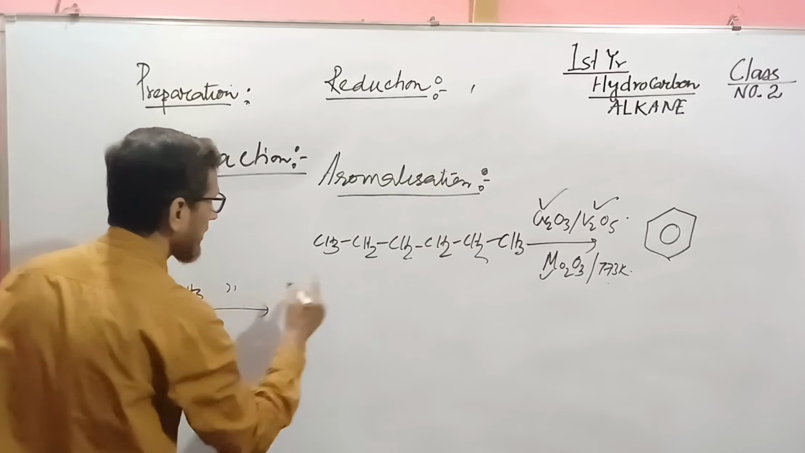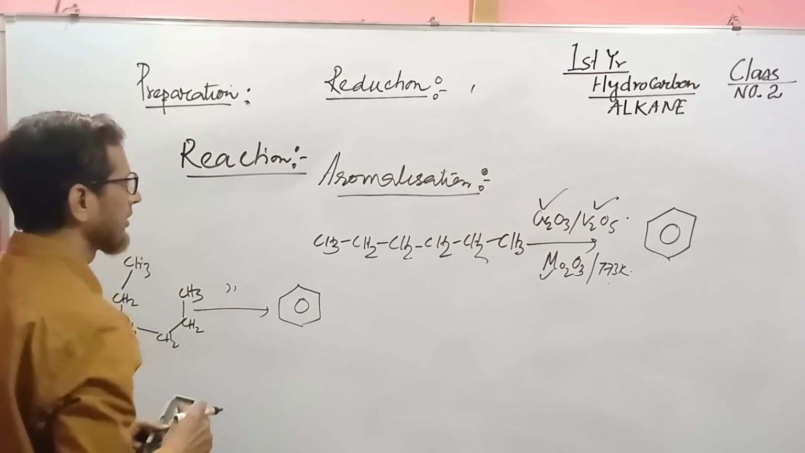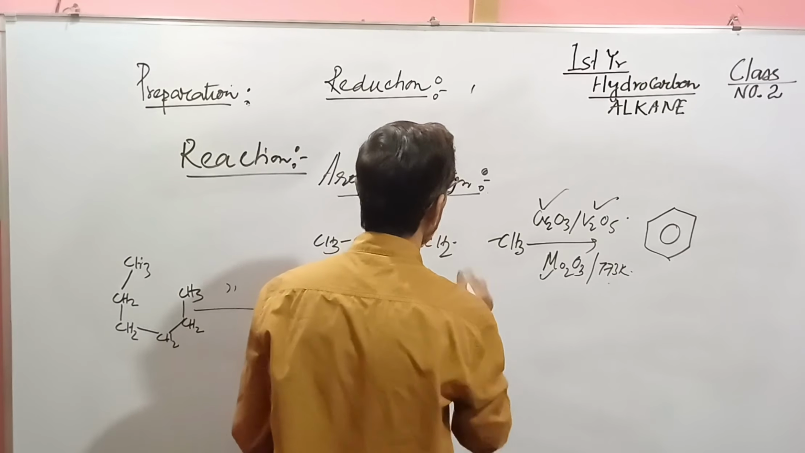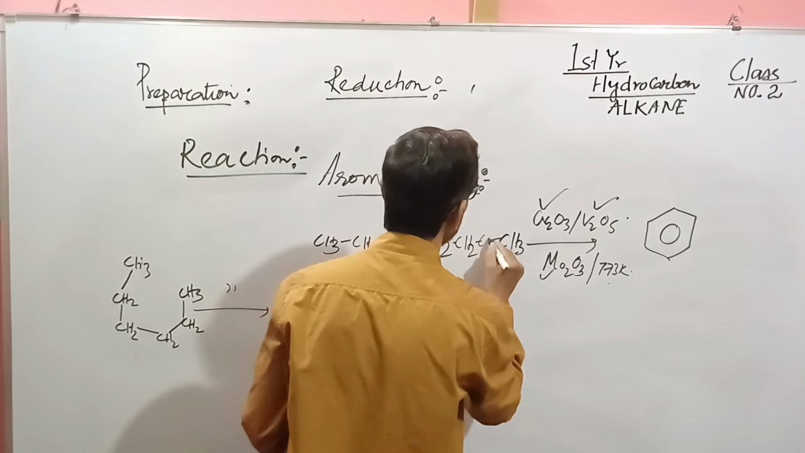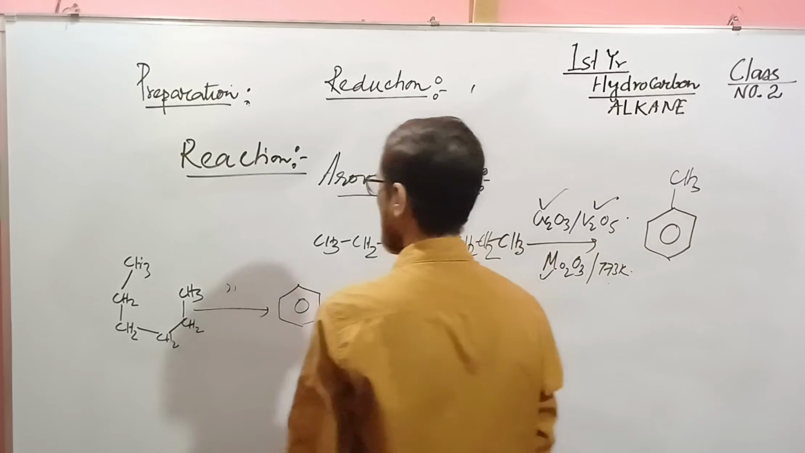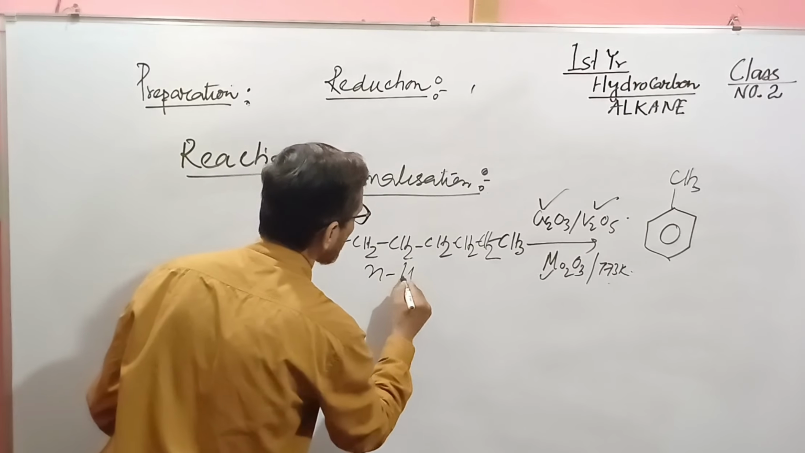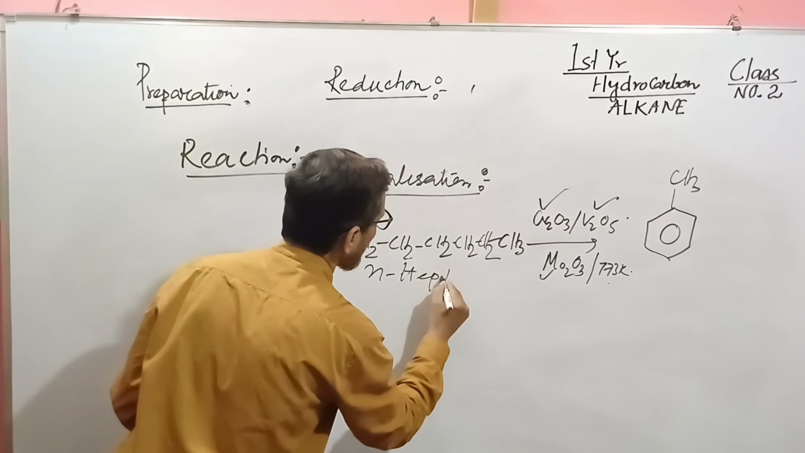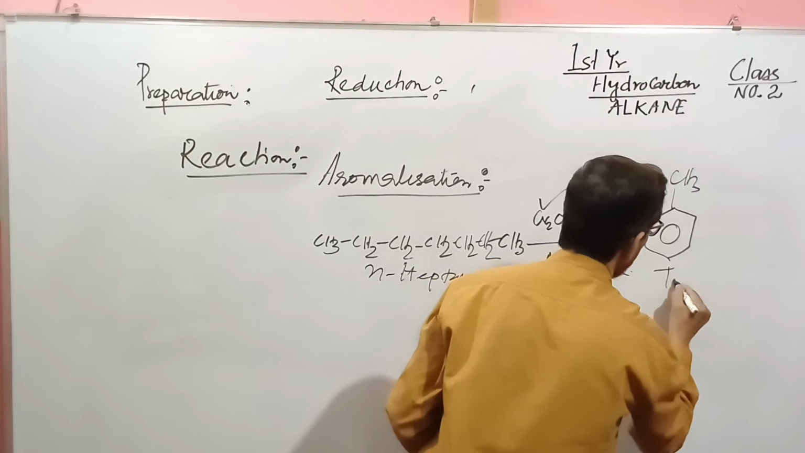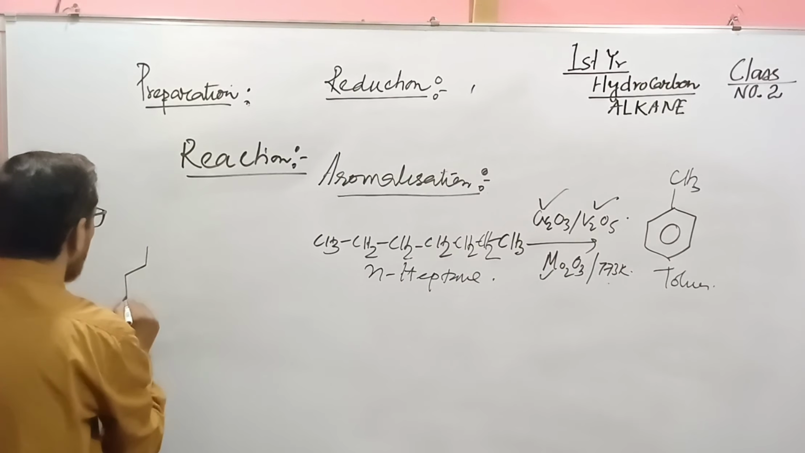Use the reagent which I have already shown, and that is benzene. Now you see, if you add one more carbon, your answer will be this. Means hexane gives benzene and heptane gives toluene. How? Because here your structure is like this.